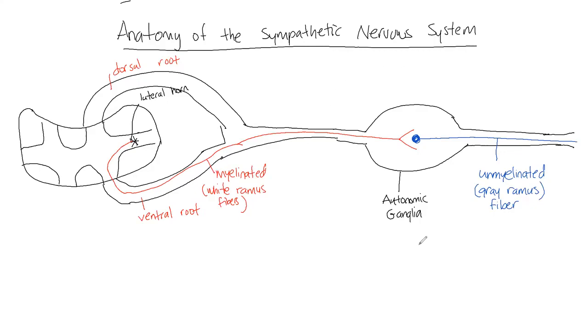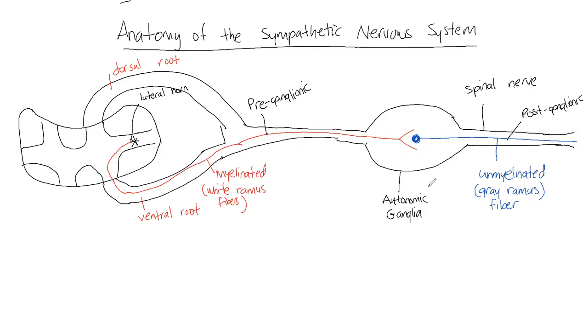Alrighty, and let's just make a note that this is the spinal nerve itself. And then this would be considered the preganglionic neuron, and then this would be considered the postganglionic. Okay, so this is the anatomy of the sympathetic fibers and how they synapse onto this autonomic ganglia really close to the spinal cord, which could be a part of the sympathetic chain.